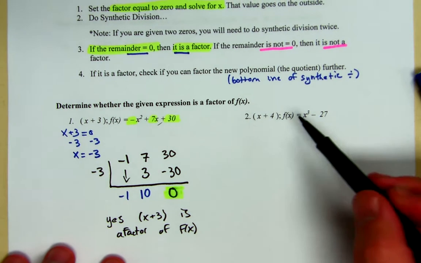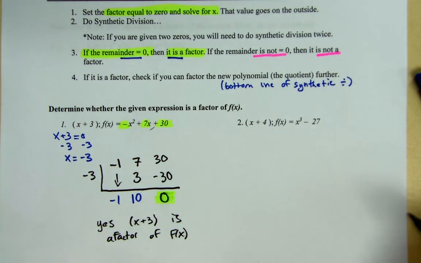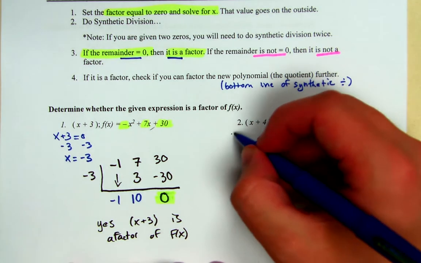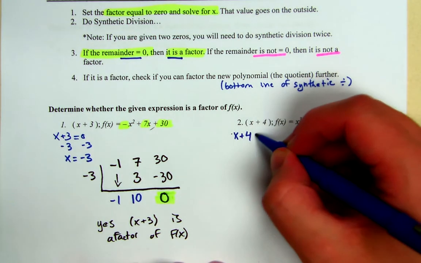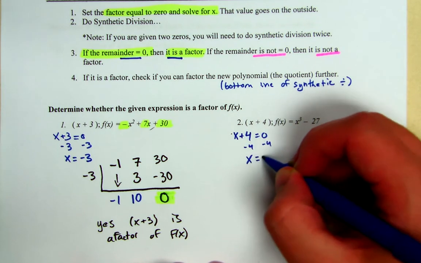So again, now you can try this one on your own if you want, or keep listening to go through it. So set equal to 0. So let's take x plus 4 equals 0. So x equals negative 4.